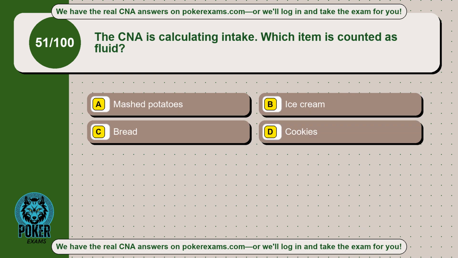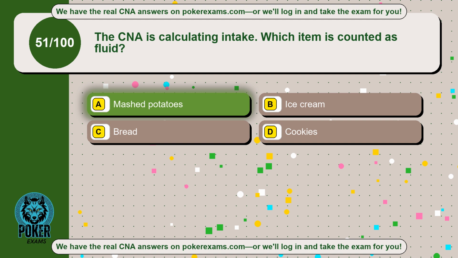Question 51. The CNA is calculating intake. Which item is counted as fluid? Option A, mashed potatoes. Option B, ice cream. Option C, bread. Option D, cookies. The correct answer is option A.